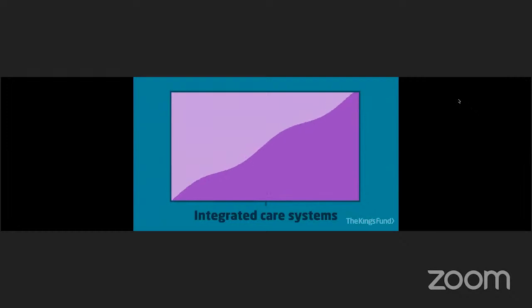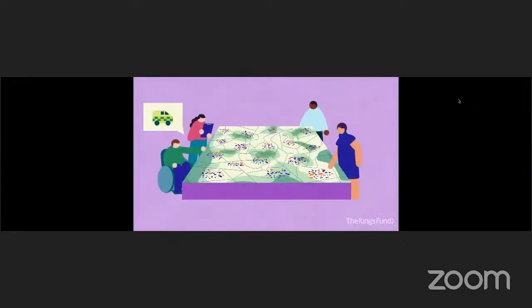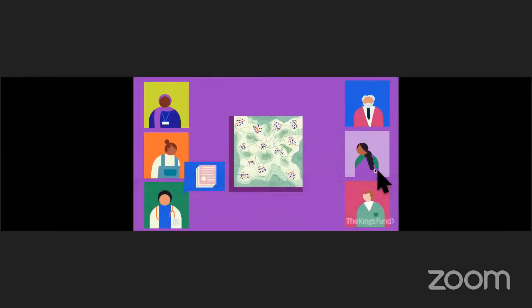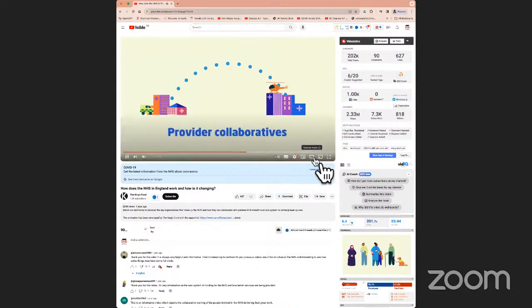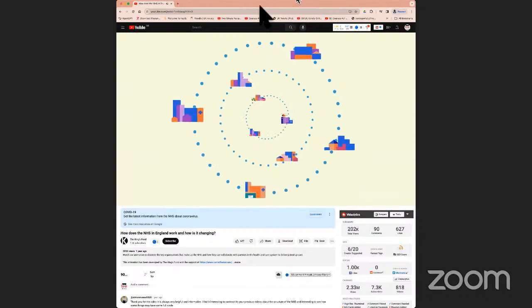Integrated care systems are made up of two parts: integrated care boards and integrated care partnerships. Integrated care boards decide how the NHS budget for their area is spent and develop a plan to improve people's health, deliver higher quality care and better value for money. Integrated care partnerships bring the NHS together with other key partners, like local authorities, to develop a strategy to enable the integrated care system to improve health and well-being in its area. Providers are also coming together to form provider collaboratives, new partnerships that can bring together providers such as hospitals, mental health services, and community services.